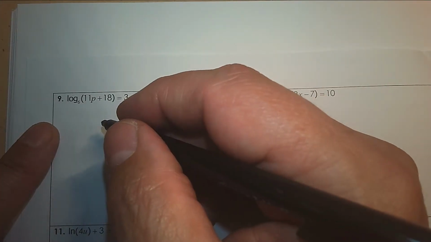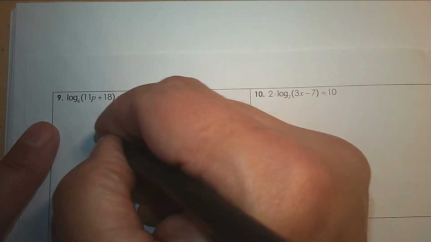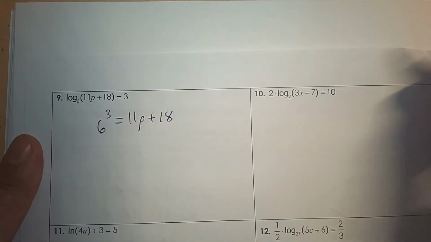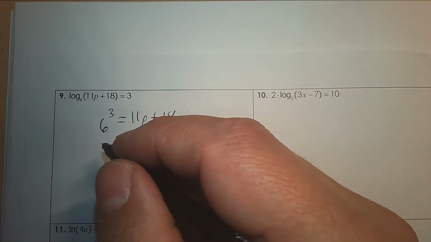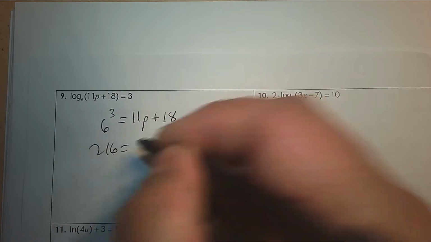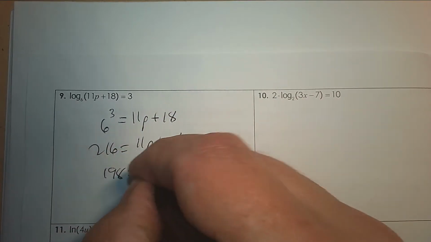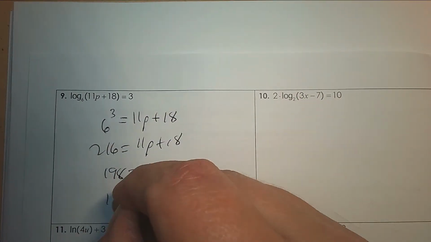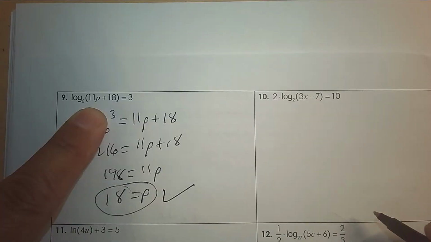Here, we're going to write it exponentially to solve it. So, in this example, the base is 6, the exponent is 3, and the answer is 11p plus 18. So that is 6 times 6, 216, right? And then subtract 18, and then divide by 11. It actually goes in evenly, 18. Is that a good answer? Yeah, it gives you a positive number inside the logarithm.